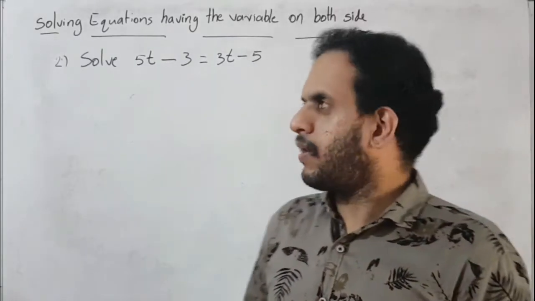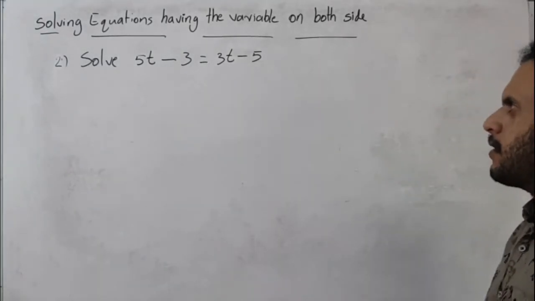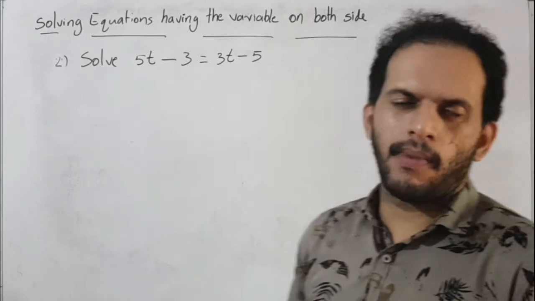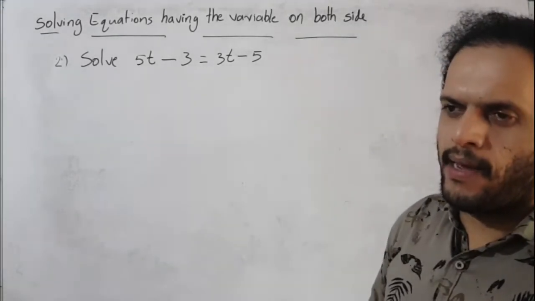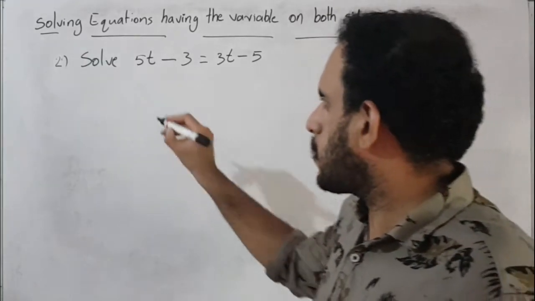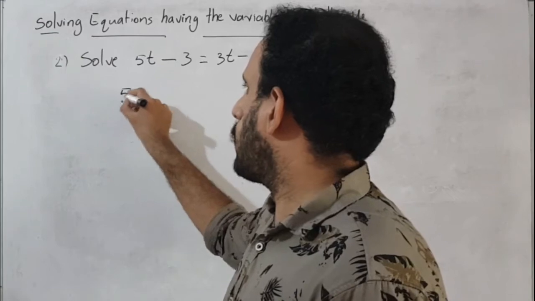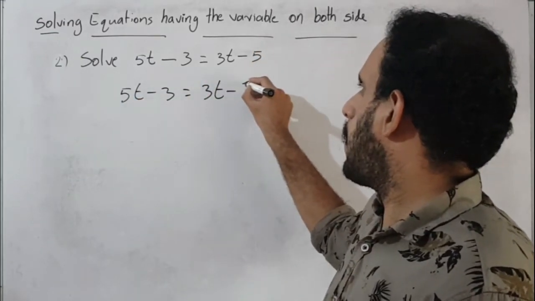So, second question, what is the question? Solve 5t minus 3 is equal to 3t minus 5. So we know the idea: to transpose variables on one side and numbers on the other side. So we start with 5t minus 3 is equal to 3t minus 5.